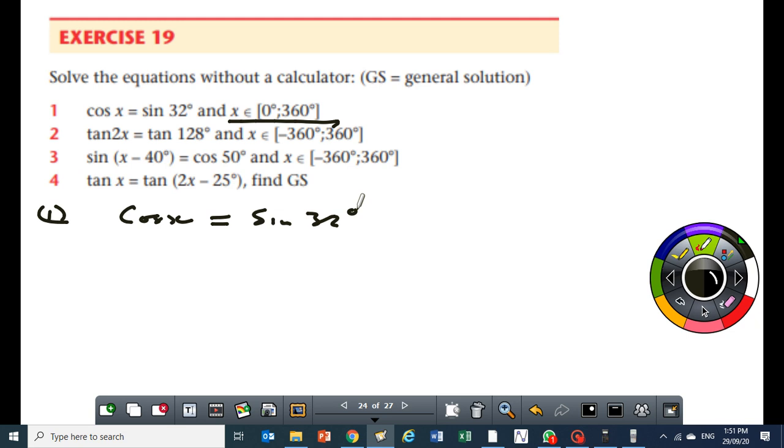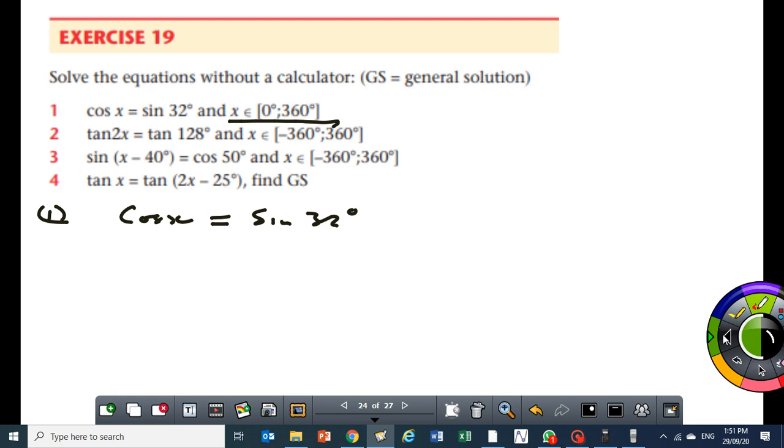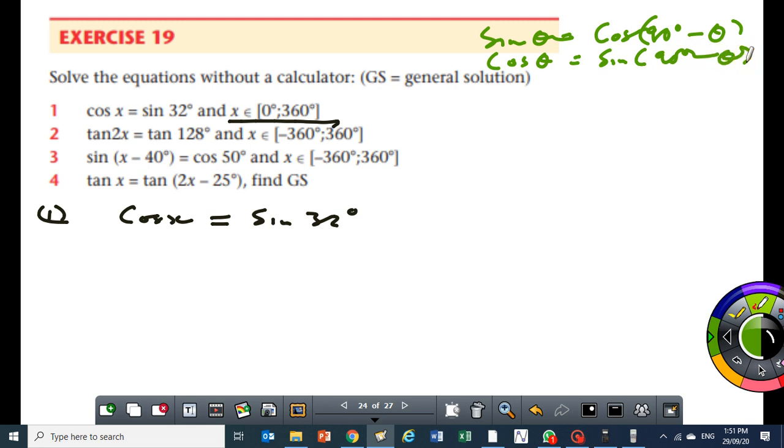Okay? Remember we did co-ratios right at the beginning of grade 11. Just to remind you where we started, that's almost like 3 weeks break, I think. So sine theta is equal to cos 90 degrees minus theta. Okay, and cosine of theta is equal to sine 90 degrees minus theta. Okay, so we did that right at the beginning.